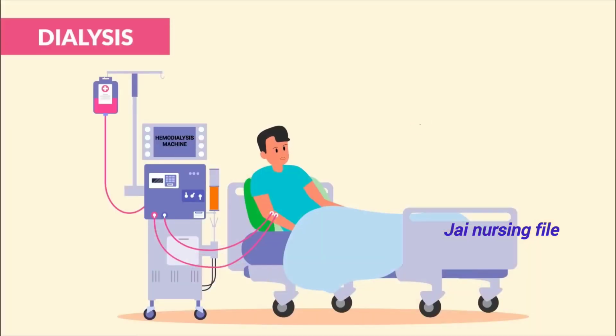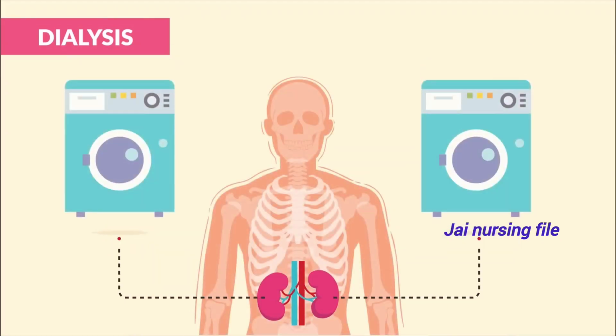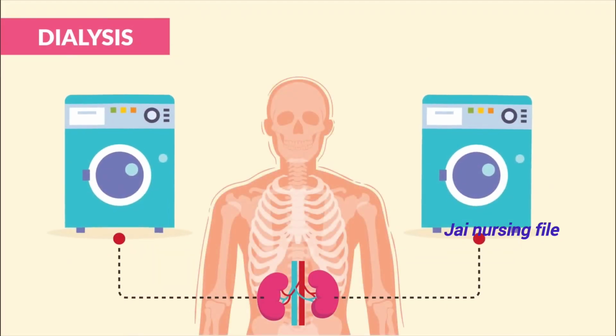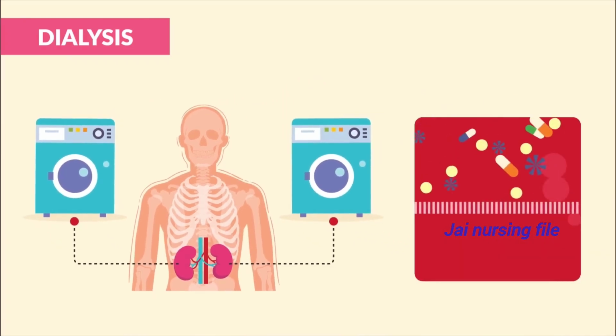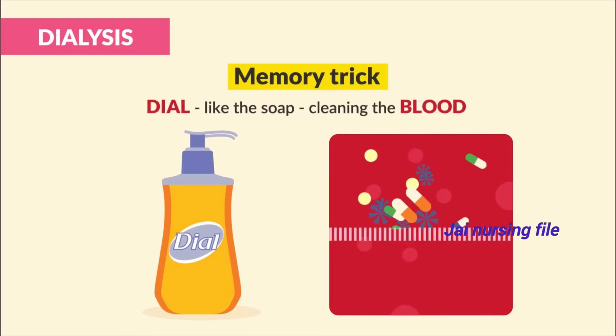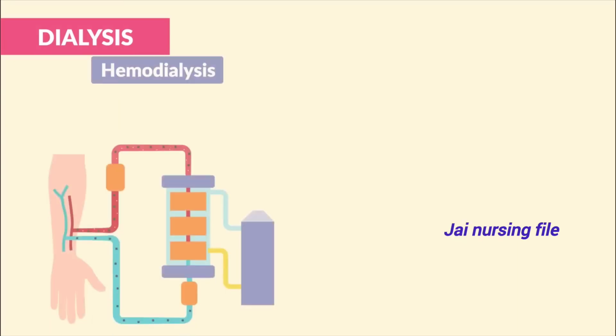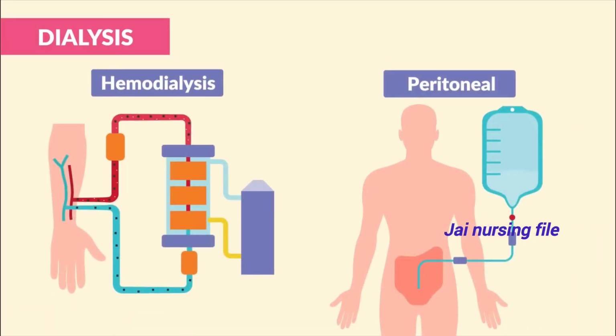Dialysis is the machine version of the kidney, used for our clients in renal failure, that kidney failure. So, just like the kidney, dialysis helps to clean the blood like a washing machine by filtering out waste and flushing out excess fluid and electrolytes. The memory trick we use anytime you see the word dial for dialysis, just think dial like the soap. It helps to clean the blood. Now, we have two types: hemodialysis and peritoneal dialysis.